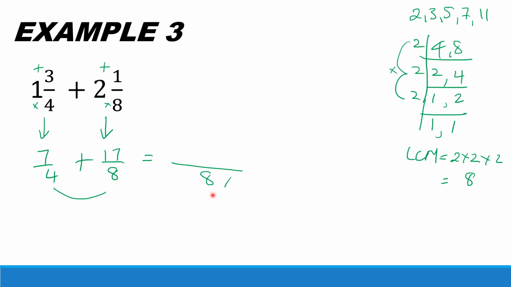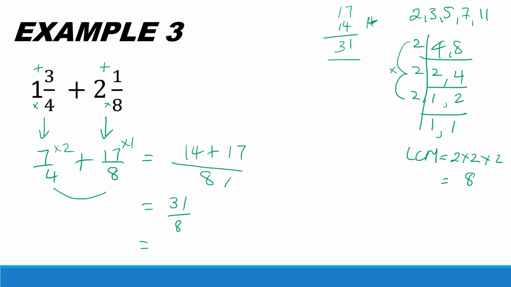So 4 into 8 is 2. Multiply that by the numerator, 7, and that is 14, plus 8 into 8 is 1. I'm going to multiply that here by the numerator, and I'm going to get 17. That's going to give us 14 plus 17. We can do our working over here. 7 and 4 is 11, write 1 and carry 1. 1 and 1 is 2, plus the 1 from before will give us 3. So we'll get 31 over 8.